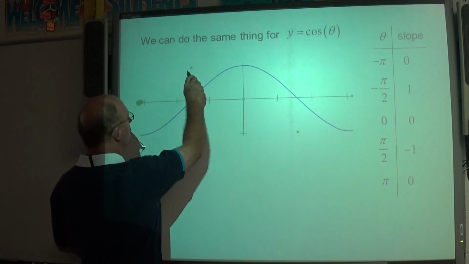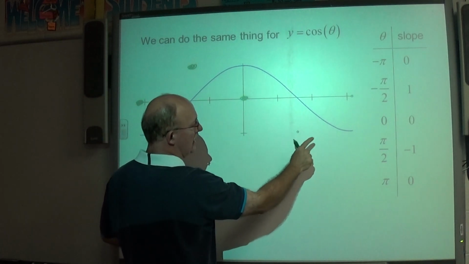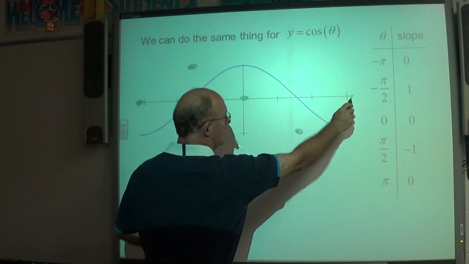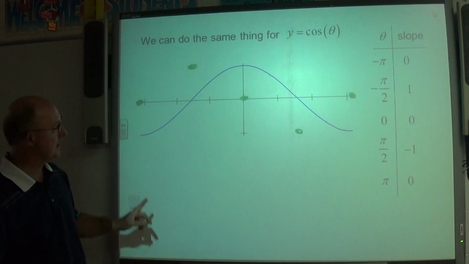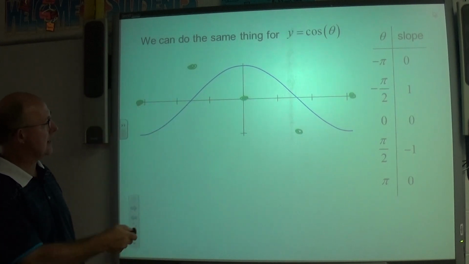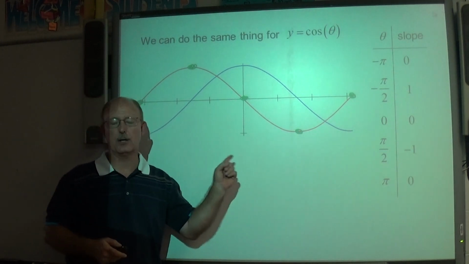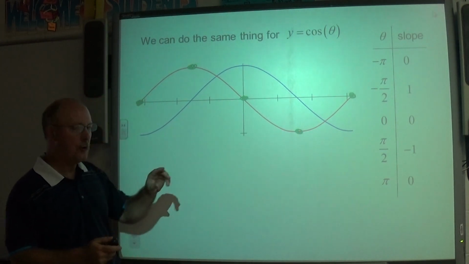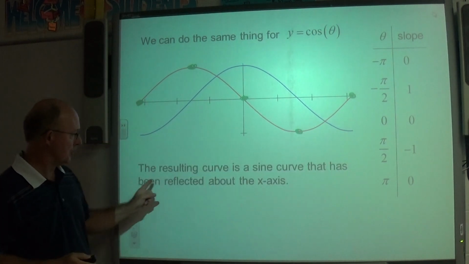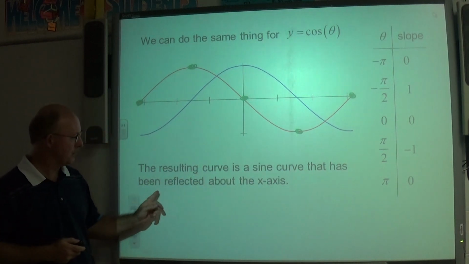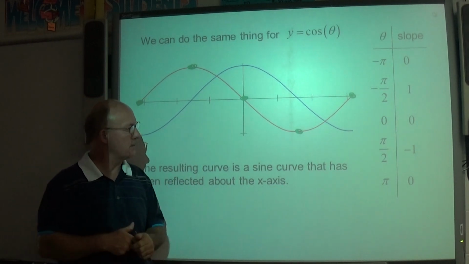Negative pi over 2, 1 is up here. 0, 0 is the origin. Pi over 2, -1 is down here. And the last point is right there. So you can see we have 5 points plotted. Now let's take a look at this graph. Dang, that is not the cosine function. As a matter of fact, this is the sine curve that has been reflected over the x-axis.